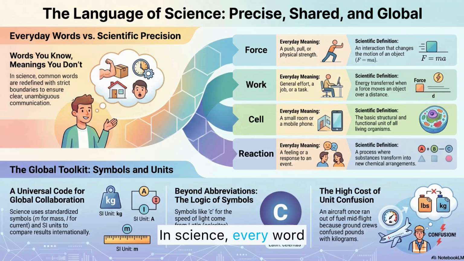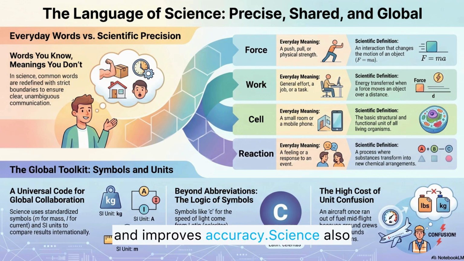In science, every word and symbol matters. We use a shared precise language and standard units to communicate clearly across the world. Common words like force, work, cell, and reaction have very specific, precise scientific meanings. This shared language of specific terms, symbols, and units allows scientists around the world to communicate clearly without any confusion and improves accuracy.